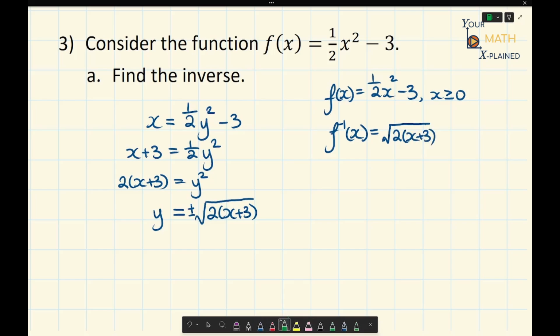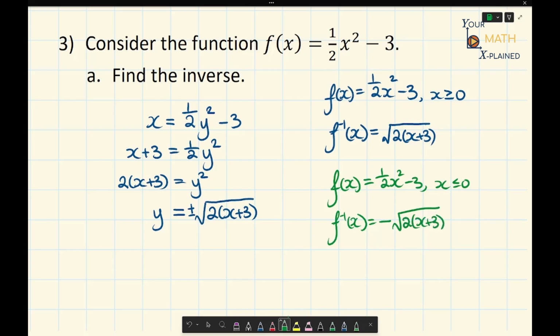Similarly, if we set our original function f of x with a domain restriction of x is less than or equal to 0, then our inverse function, f inverse of x, is going to be the negative square root of 2 times x plus 3. So basically, we're breaking down the positive and negative case into 2 inverses, depending on which side of the original function we want to work with.